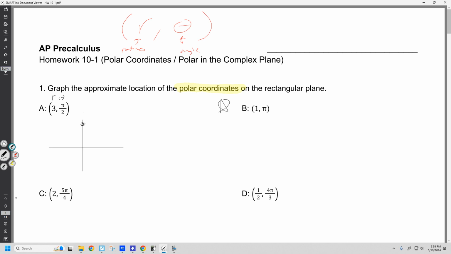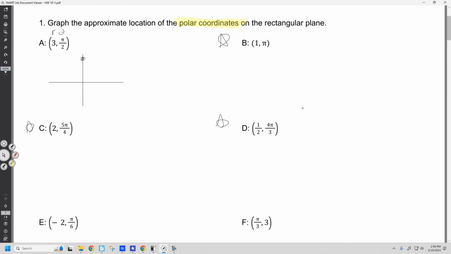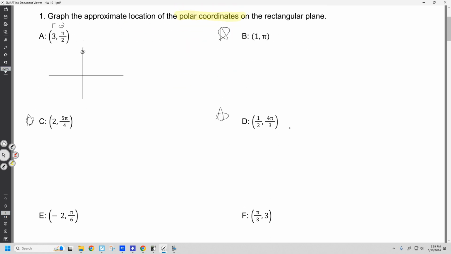Ready, set, go. Go B, C, D, and then we'll talk about E. Now, I don't want x, y's. I want you to graph the point on axes, just approximate the location like I just did here. We're making sure we're doing our homework correctly. This is the location 3 comma pi over 2.